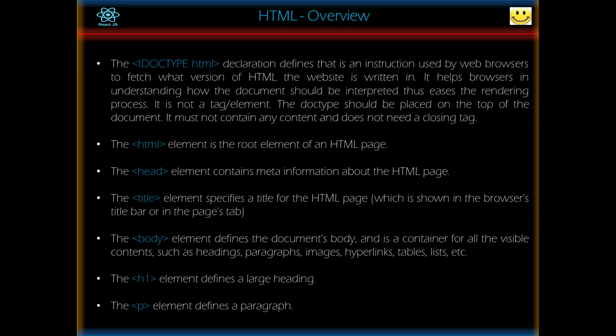The HTML element is the root element of an HTML page. The head element contains the meta information about the HTML page. The title element specifies a title for the HTML page. The body element defines the document's body and is a container for all the visible contents such as heading, paragraph, images, hyperlinks, tables, lists, etc. The h1 element defines a large heading. The p element defines a paragraph.